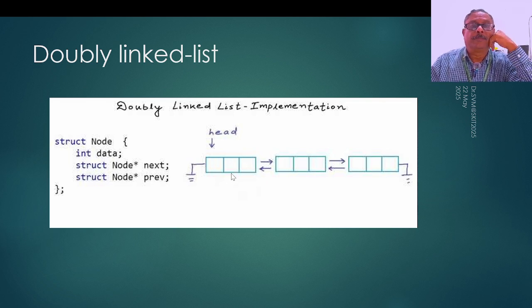So in this figure we can see a doubly linked list consisting of three nodes, and the first node is usually called the head. The first node will not have anything prior to it, therefore its previous address is null, and the next address of the first node is the second node, and the previous address of the second node is the first node, and so on.